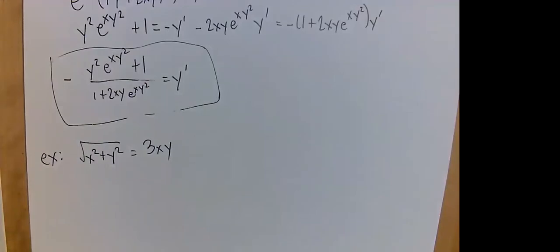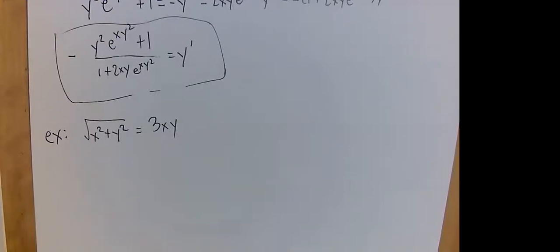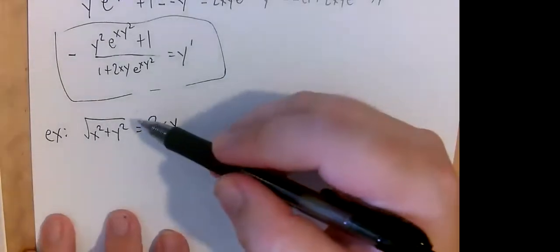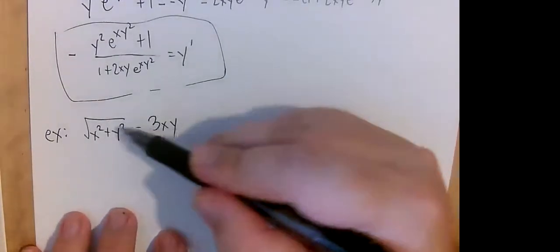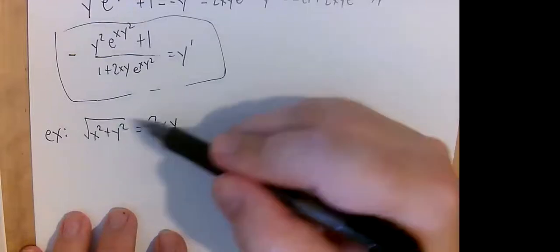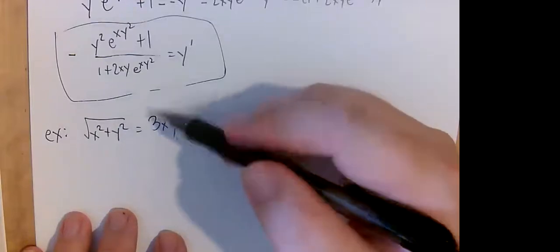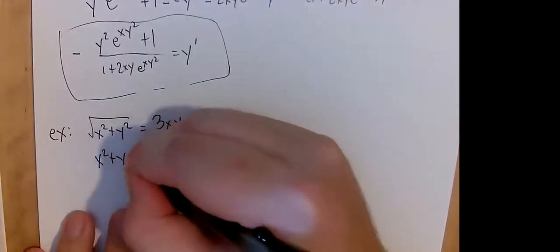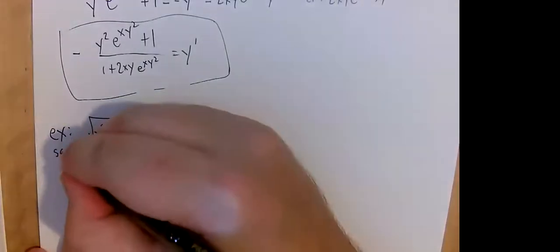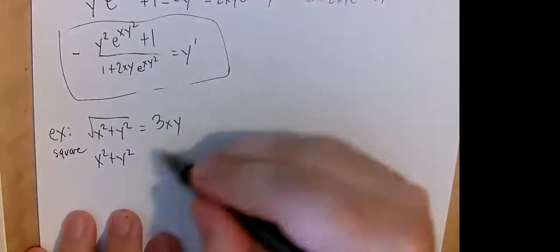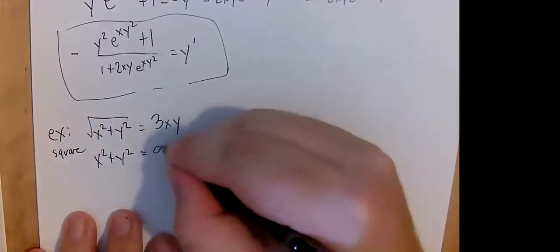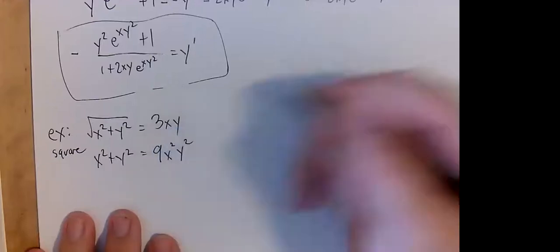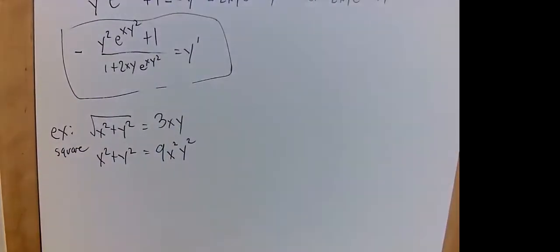Looking at this, I think you can maybe solve this for y, though you may get into the plus minus situation we saw in the circle earlier. But what I want to do instead is, before I do any derivative, I want to square both sides of this equation right here. So if I square the square root, I get what's inside. And then if I square this, I have 9x squared y squared here.